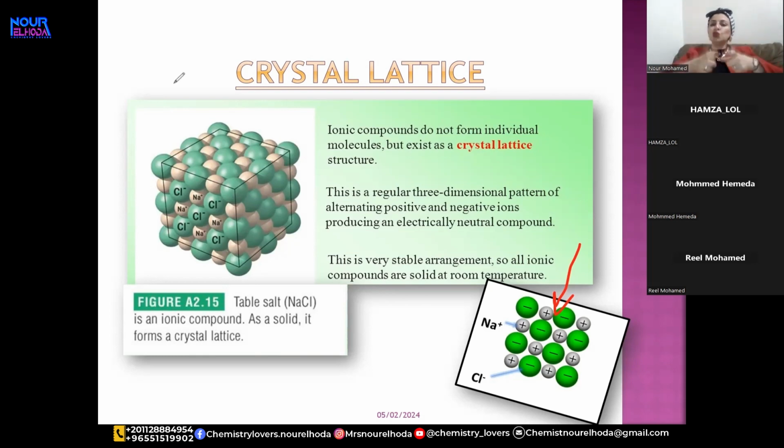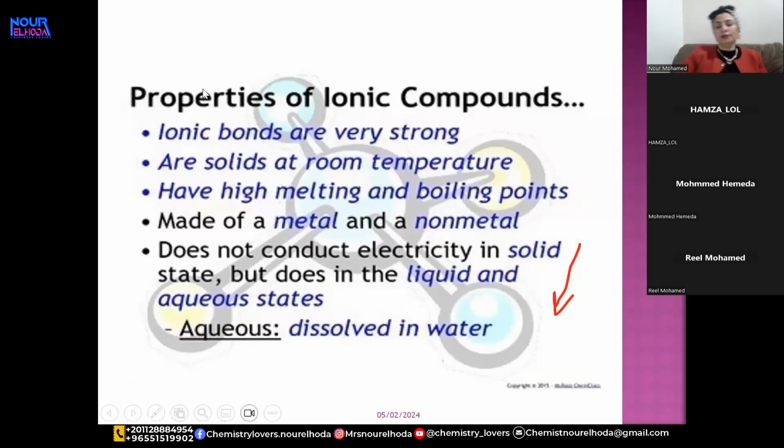Sodium, it was 2, 8, 1. I lost the 1, so it's only 2 and 8. So this means it's becoming smaller. That's why the positive ion will always be smaller, and the negative ion will be bigger. Okay. Our last part for ionic is the properties of ionic bonds.